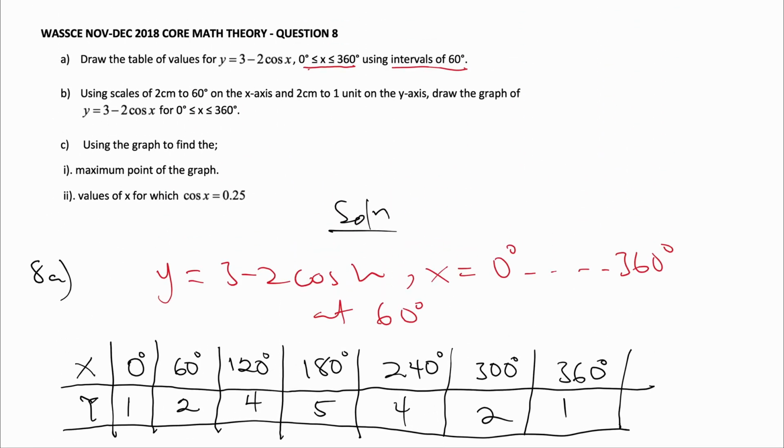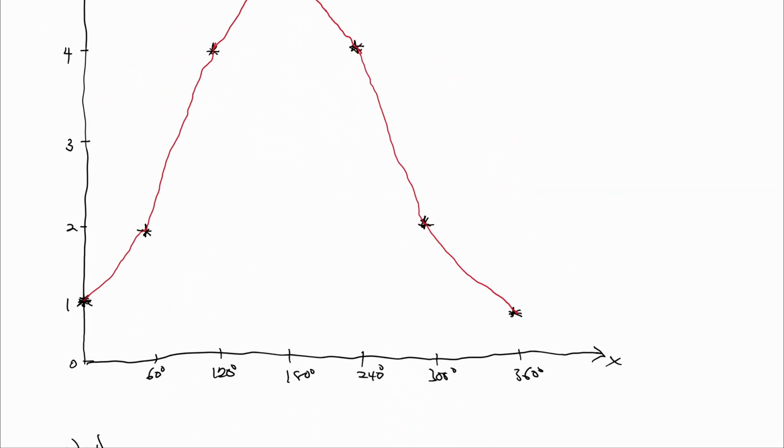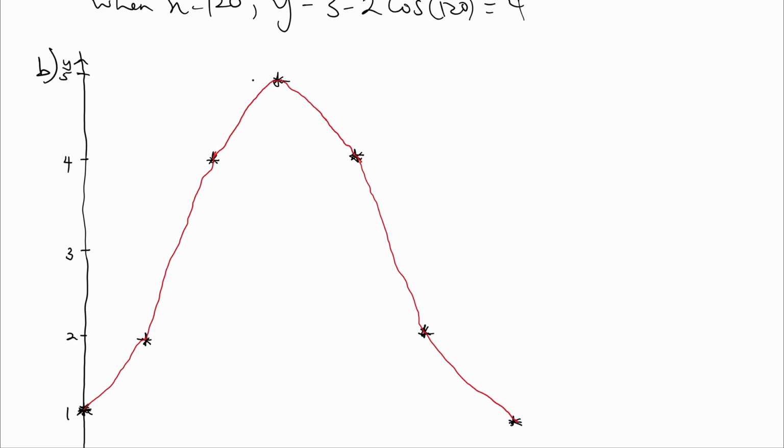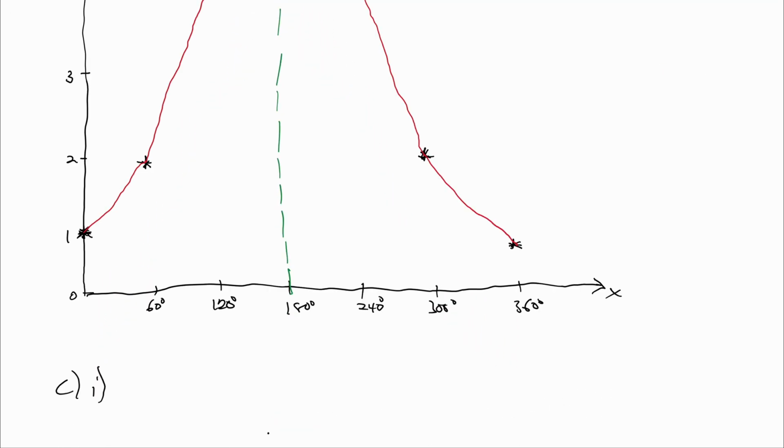Now C says use the graph to find I, the maximum point of the curve. So C I. Now the maximum point of the curve will be here. And that value, so we trace from here to touch our x-axis, and it should be closer to the 180 degrees. Our maximum point on the curve will be when x is equal to 180 degrees.